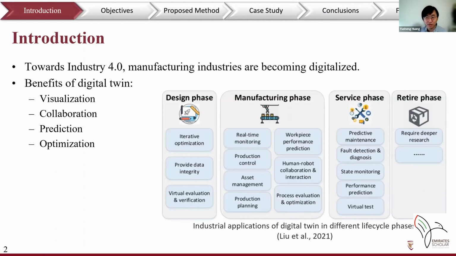Industry 4.0 is considered the future of manufacturing. Towards Industry 4.0, the manufacturing industry is becoming digitalized. The digital twin has the potential to improve the product throughout the product's life cycle, as you can find in this figure. Overall, the digital twin helps better visualization and the capability of integrating different types of data in one simulation model. It also helps improve the collaboration between different stakeholders.